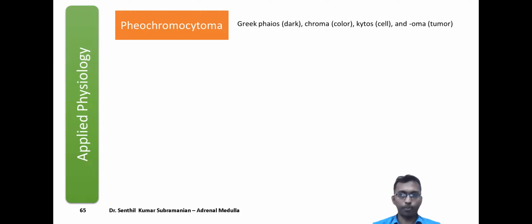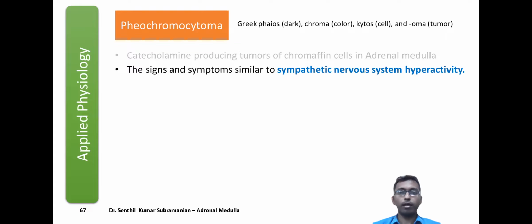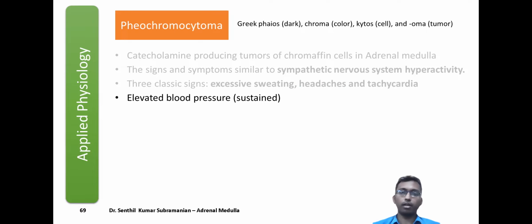Coming to applied physiology, pheochromocytoma. It is a catecholamine-producing tumor of chromaffin cells in the adrenal medulla. The clinical features will be similar to those of sympathetic nervous system hyperactivity. The three classical signs are excessive sweating, headaches, and tachycardia. Because of excessive catecholamines, the blood pressure rises so much that this can cause headache. With the increase in BMR, the entire body temperature increases and the body reacts by sweating. A direct action on the heart is to increase the rate and force of contraction, hence it results in tachycardia.